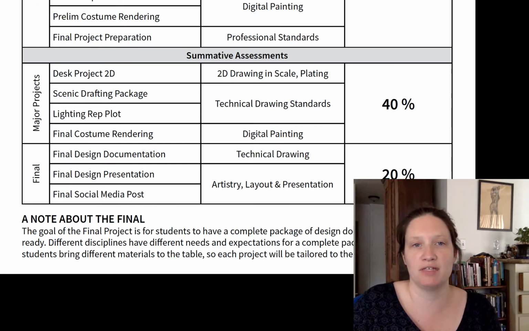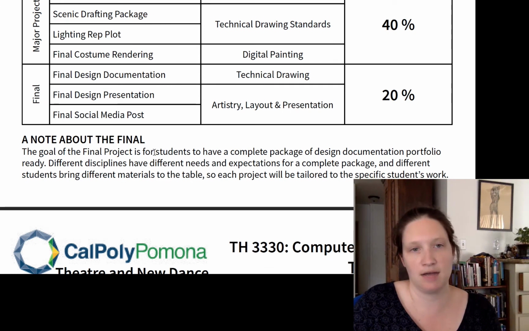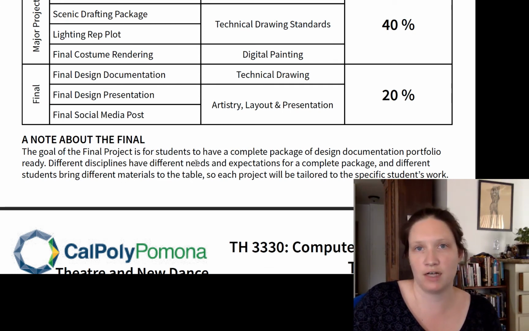And then you have summative assessments. You're going to do a final plated version of a desk project in 2D. You're going to do a full scenic drafting package. You're going to do a full lighting rep plot. And then you're going to do a final costume rendering. So those are all summative assessments. And then your final design documentation project, 20%, okay? And then down here, a note about the final. It's a choose your own adventure final, and we'll talk a lot more about it once we get there.